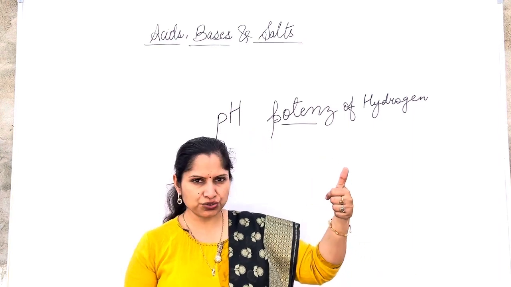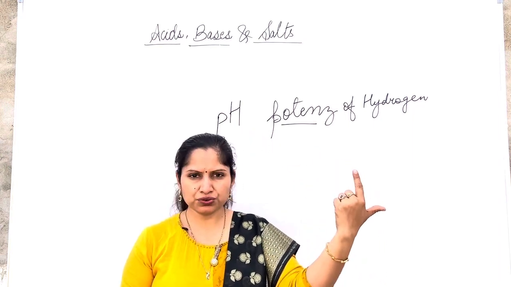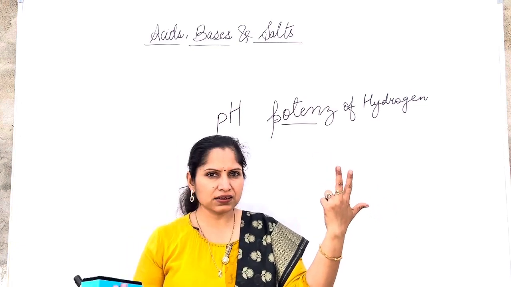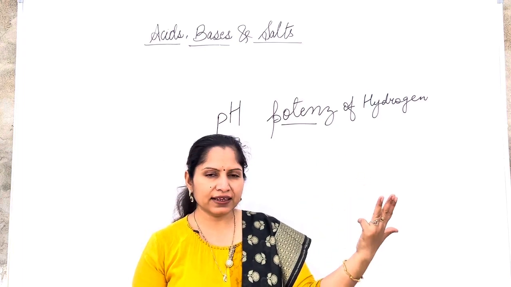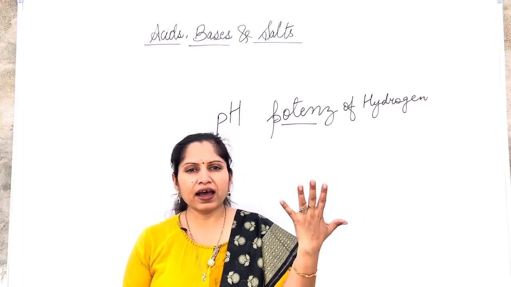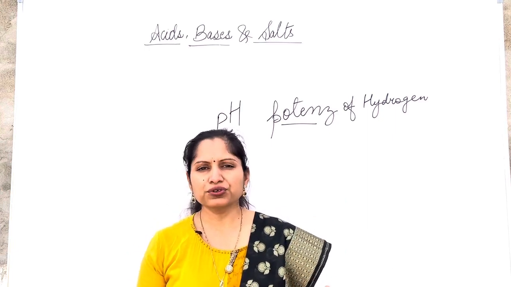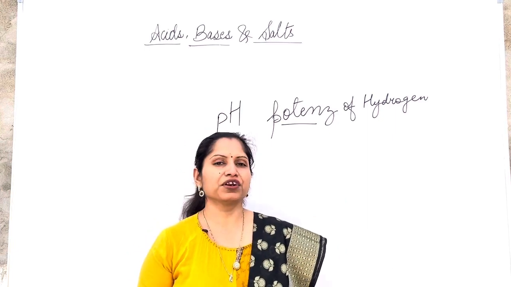1.2 gastric juice, 2.2 lemon juice, then 7.4 it's blood as well as water, then 10 milk of magnesium, and NaOH sodium hydroxide, that will be having a pH of 14. So these 4-5 pH values you need to remember.